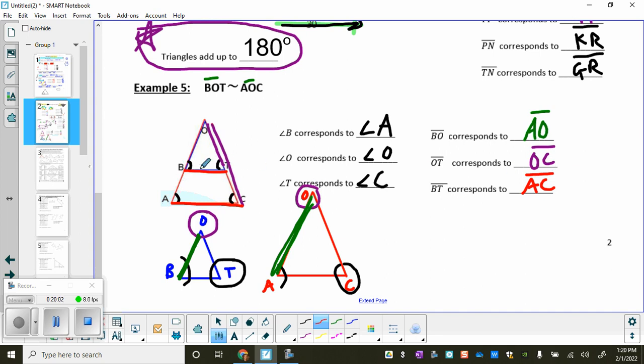Also, if you want to take the two shapes and draw them side by side, that's certainly fair game. Not everybody needs to. Some of us can certainly look here and say, okay, so this side B to O is this side A to O. Okay.